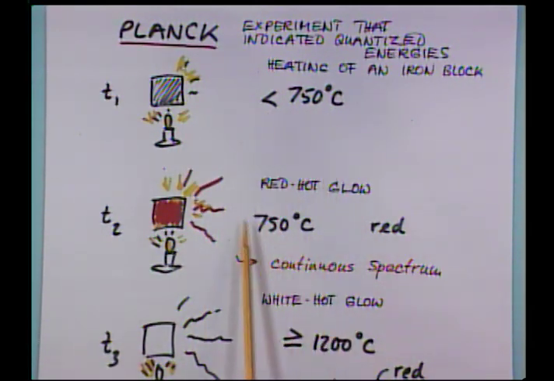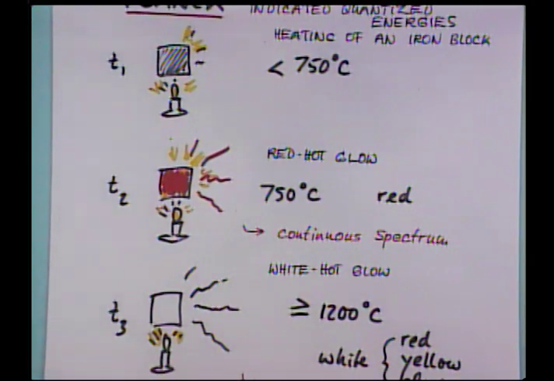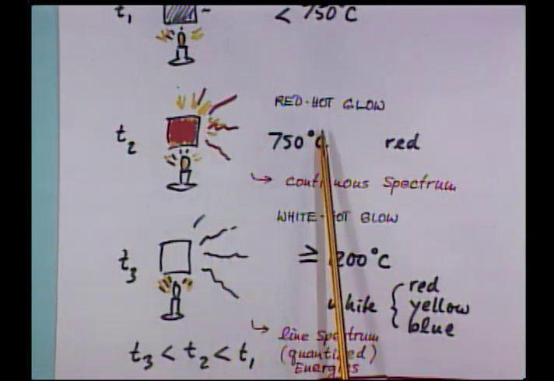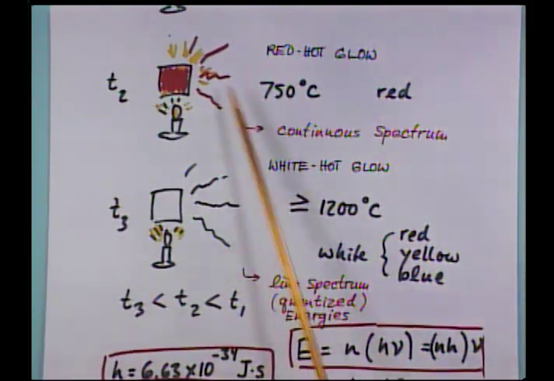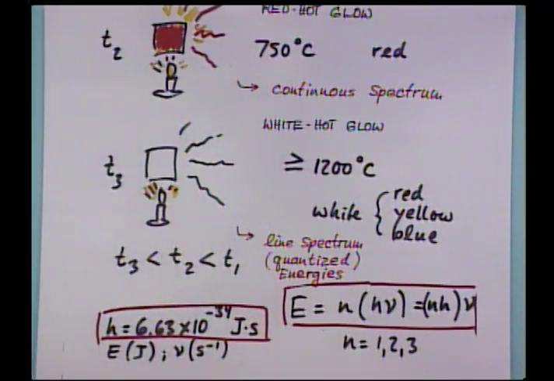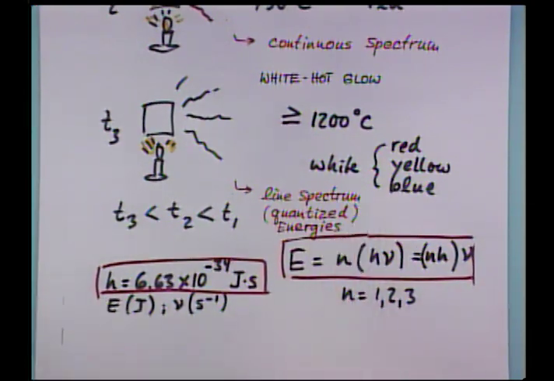But then when we come to a temperature which goes beyond 750 degrees centigrade, then we have a red glow of the iron, and when we do a spectrum, then we have a continuous spectrum. So something like a rainbow spectrum. And when you continue heating, then eventually you go from a red to a yellow to a white glow, and that's the hottest. So beyond that, when we take a spectrum of this, we will get a line spectrum. And this is so interesting because the line spectrum tells us that the energy is quantized. That means we have distinct energy levels. And this was the revolutionary result of Planck's experiment.